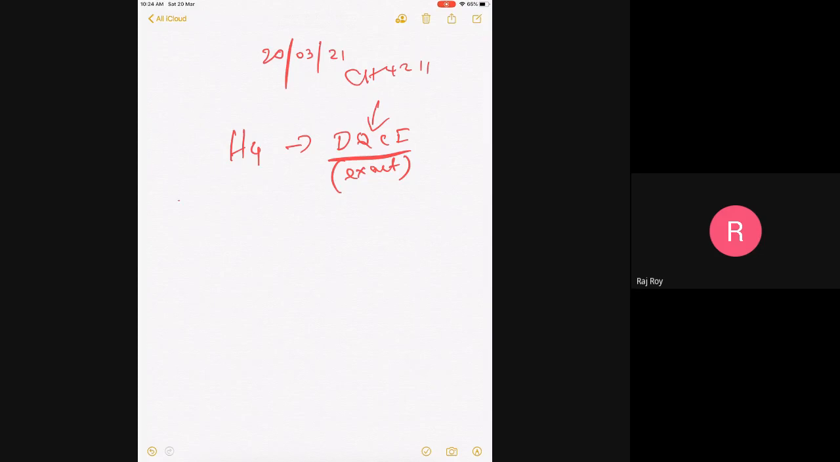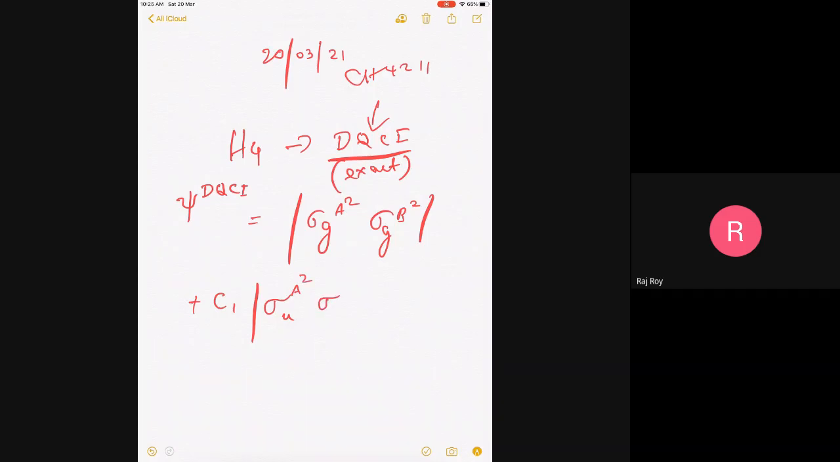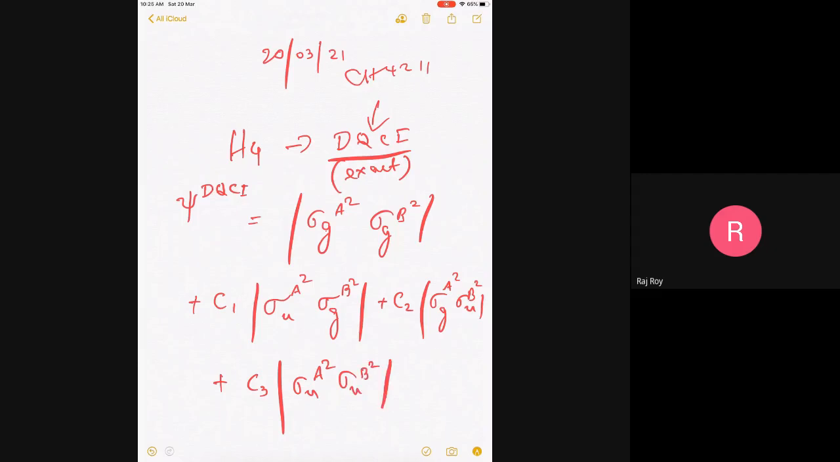So first of all, write down what is the DQCI wave function. This will be sigma g A square, sigma g B square, again in the intermediate normalization, plus a coefficient times the term where sigma g A is replaced by sigma u, while B remains in sigma g, plus C2, where A remains in place and there is an excitation in the B. So this is your DCI, and then you have an additional term, which is a quadruple excitation, which means all four electrons are excited, so this will become sigma u A square, sigma u B square. Is it clear?